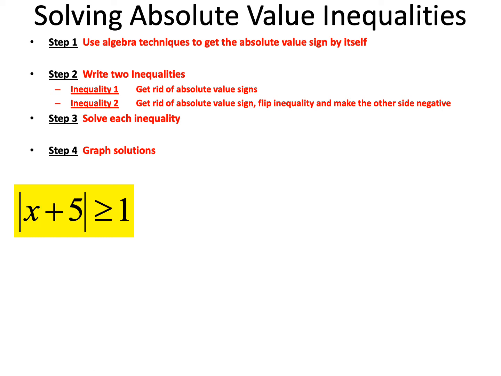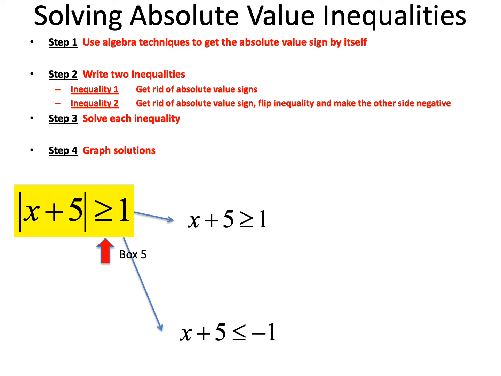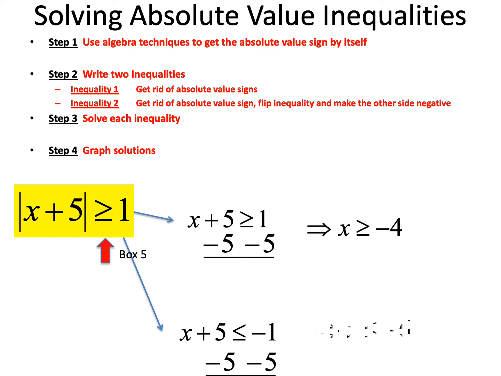All right, another example. Box 5, is this an and or an or? It's a greater than, so therefore it's going to be an or. Step number 1 says do algebra and get the absolute value by itself. It is, so we can write our two inequalities. The first one is written without the absolute value symbol. The second one is written without it, we flip the inequality, and write the opposite of 1, which is negative 1. Makes sense? Now step number 3 is we solve each one independently. Subtract 5 from both sides, it gives me negative 4. Second one, subtract 5 from both sides, it gives me negative 6.